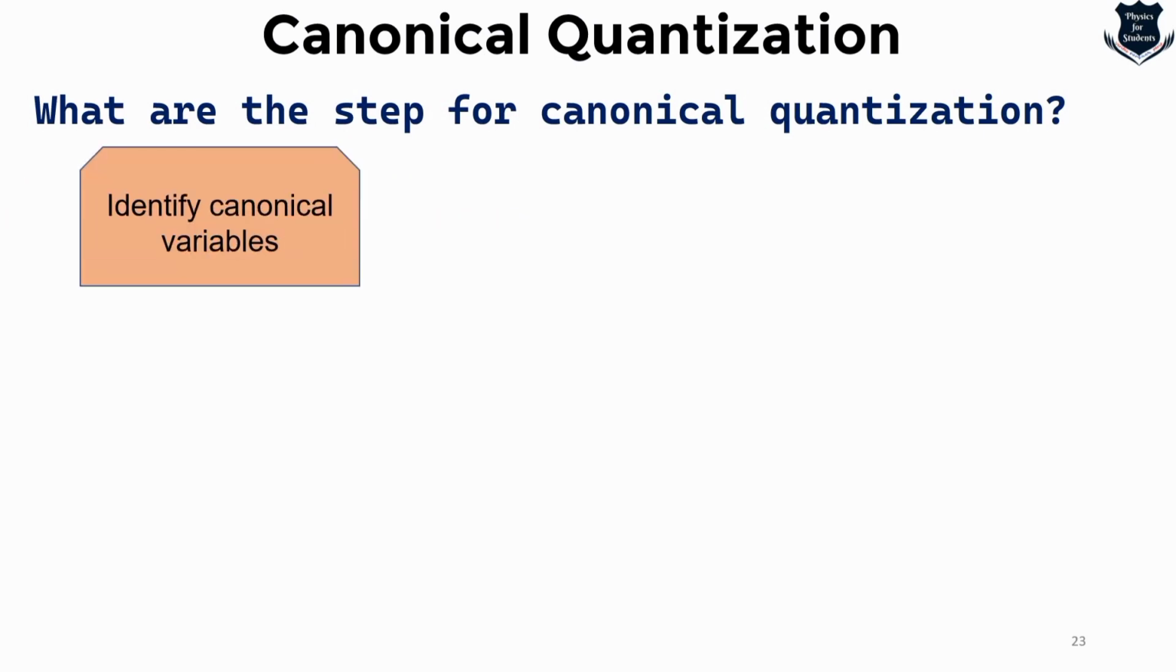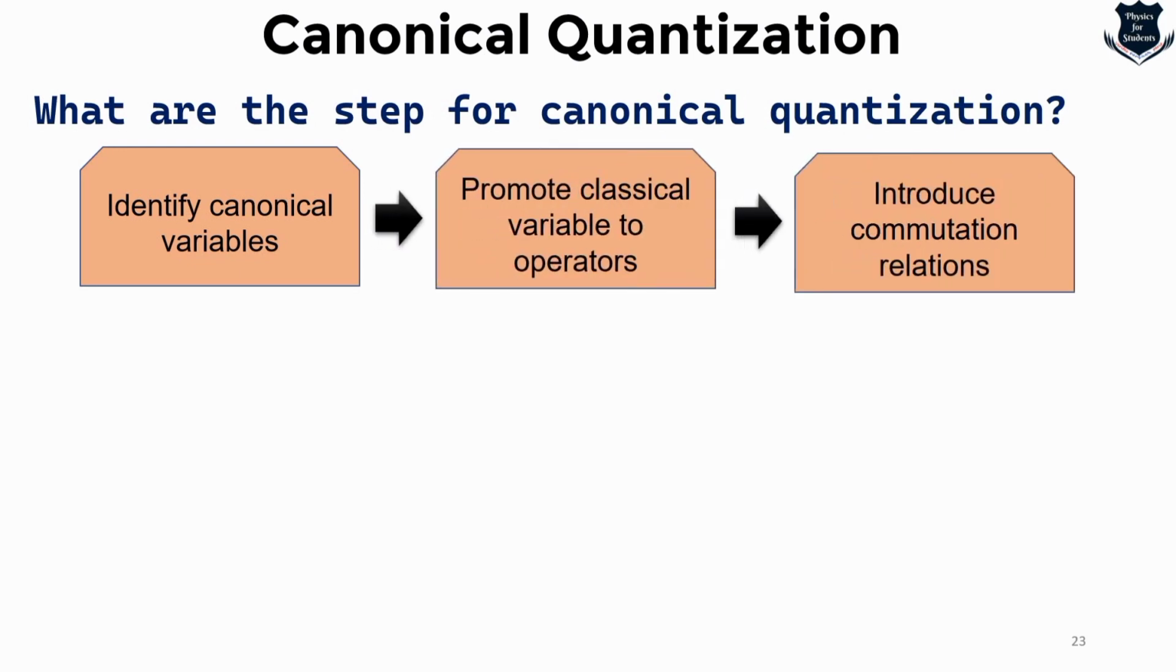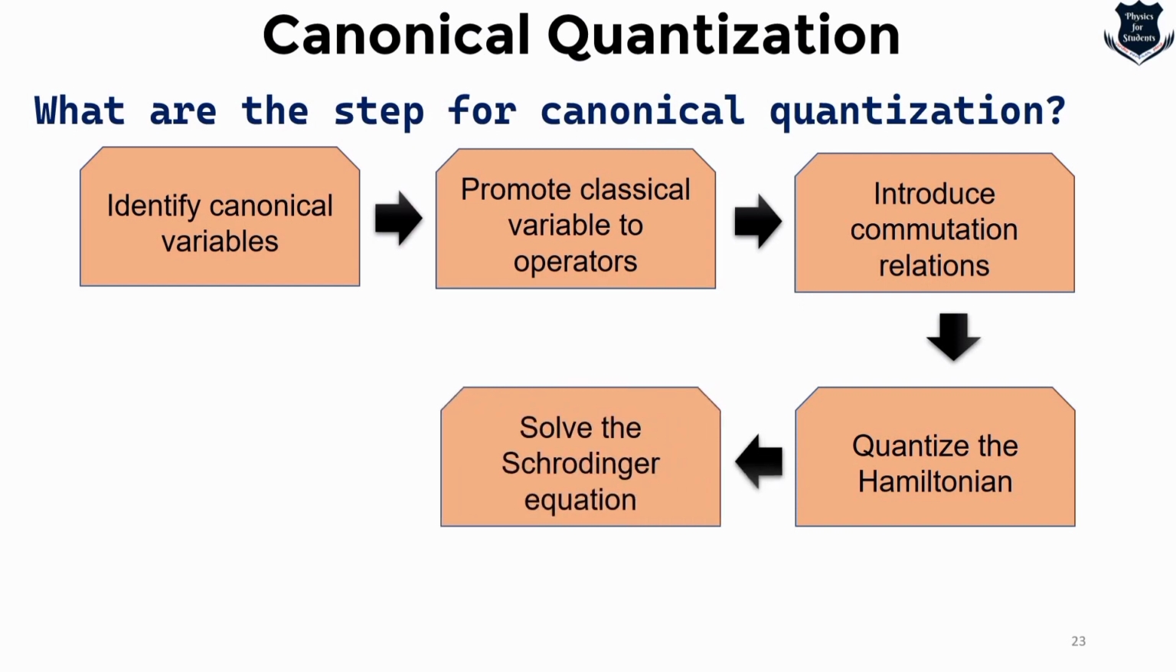So first, we identify the variables that we are going to quantize, the canonical variables. Second, we promote them to operators. Then we introduce commutation relations, and then we quantize the Hamiltonian, finally solving the Schrodinger equation. I know it is a little bit mathematical and technical. Don't worry, we will deal with this in the Poisson bracket section. So these are the steps: identify, promote, introduce, quantize, and solve the Schrodinger equation.